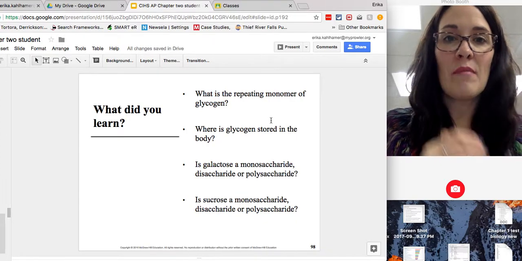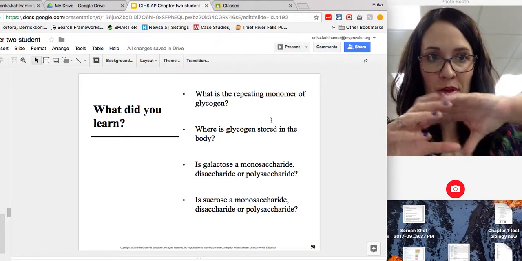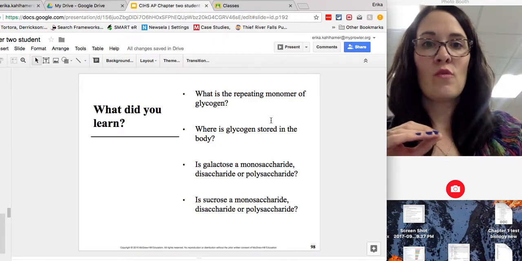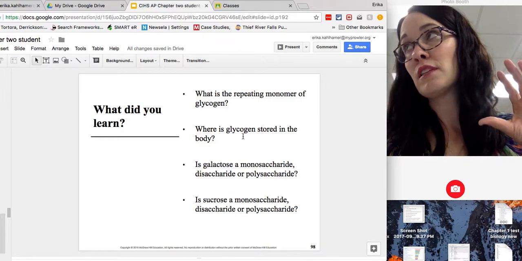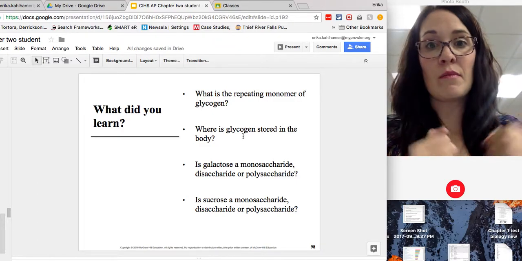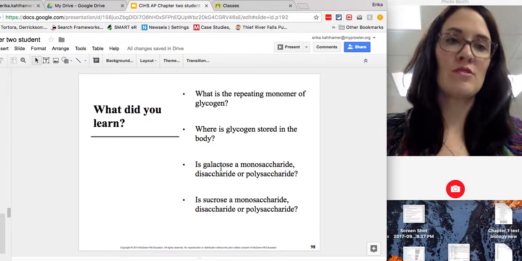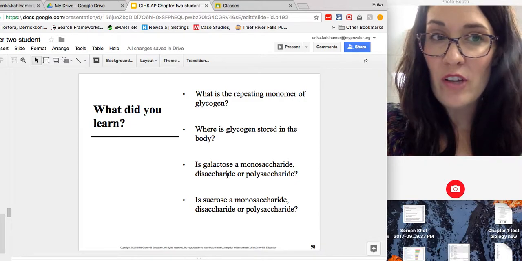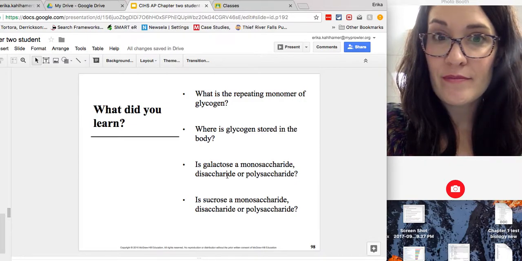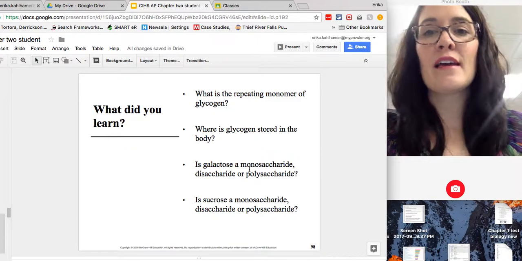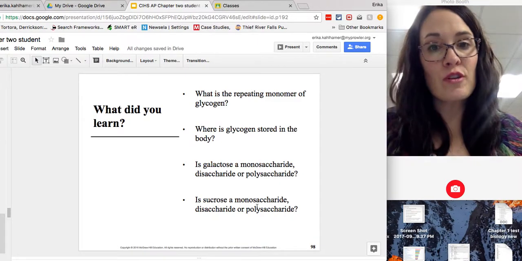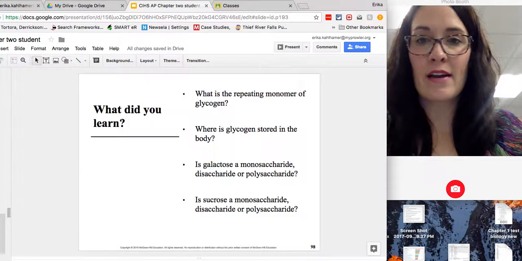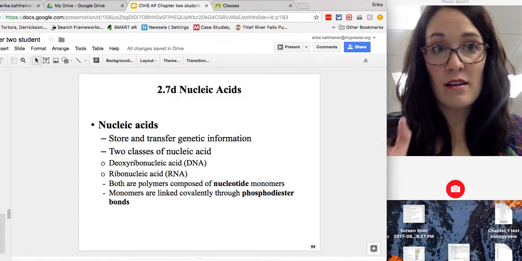So what is the repeating monomer of glycogen? To make that big molecule, it's a whole bunch of glucoses, monosaccharides. Where is glycogen stored? In the body, in the liver and in the muscles. Is galactose a monosaccharide, a disaccharide, or a polysaccharide? This one you might have to look back at. Is sucrose, table sugar, a monosaccharide or a disaccharide? Put together, it's a disaccharide. And that'll be the end of carbohydrates.